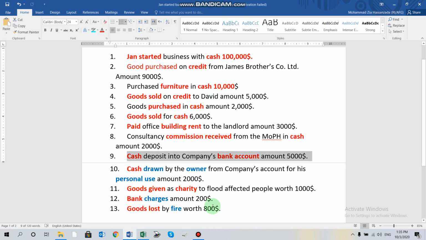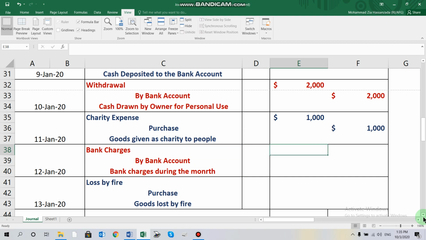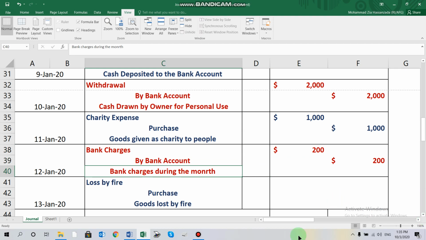Bank charges is 200. So bank charges is again one expense. Expenses debit by 200 USD, and from the other side bank account, since the bank is deducting this amount from our bank account, our bank account is decreasing by 200 and recorded to the credit side.